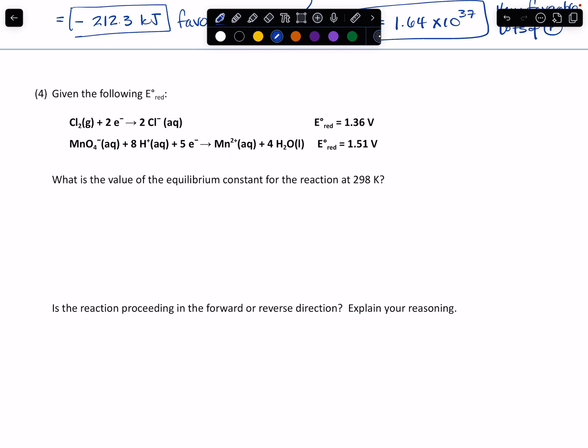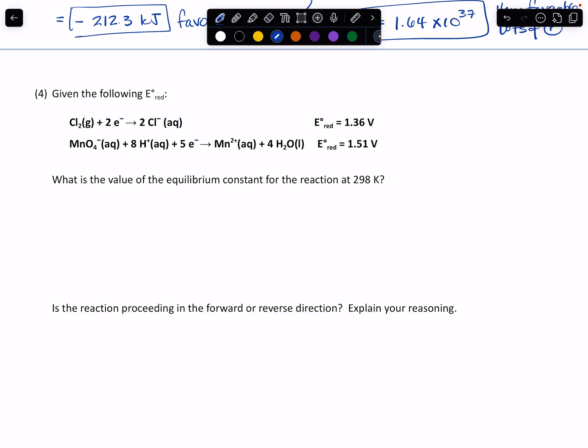All right, last but not least, we've got a problem where we've got two reduction potentials. What is the value of the equilibrium constant for this reaction? 298. All right, so this is interesting. We're missing a piece of information. That piece of information is which direction are we going? We've got two reduction potentials, but we don't have the overall reaction. So I'm going to go with the reduction potentials that are going to give me a positive E cell. All right, so that's going to be my general idea. So I'm going to look at these two.